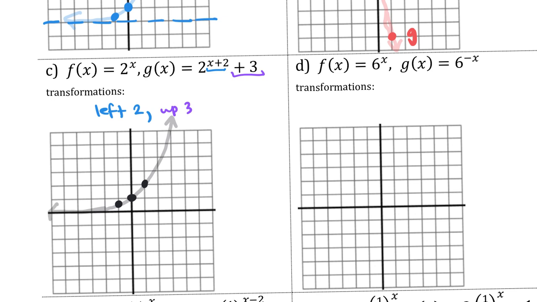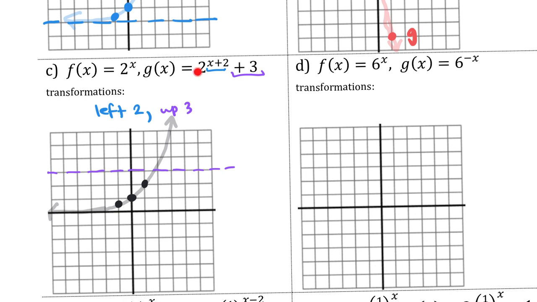Okay, now let me transform it. I want to move left 2, up 3. Okay, I'm going to move the asymptote first. The asymptote is right here. If I move it left, nothing happens. But if I move it up 3, it should go up 3. So it's going to go 1, 2, 3. So I'm going to draw it up 3, which is right here. Okay, now I'm going to draw it from my new line, but you could do it from the original, and I'll show you both ways to do it.